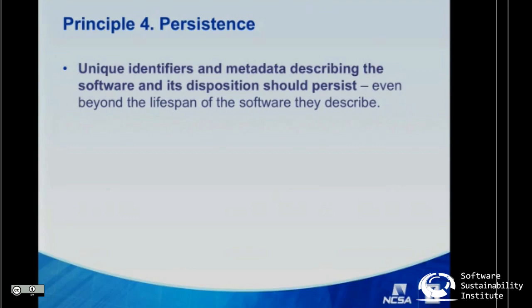Persistence says that the unique identifiers and the metadata describing the software should persist even if the software goes away. So if the software is on GitHub and the developer takes it off GitHub for some reason and it is gone, we'd like the identifier to still say this is what the software was, this is what the version was, these were the developers, things like that. Ideally, it might point to a new place where the software lives after GitHub goes out of business and everything moves somewhere else or whatever happens.